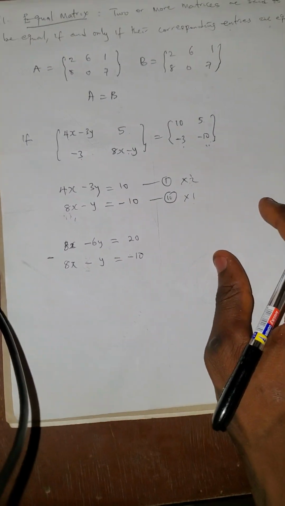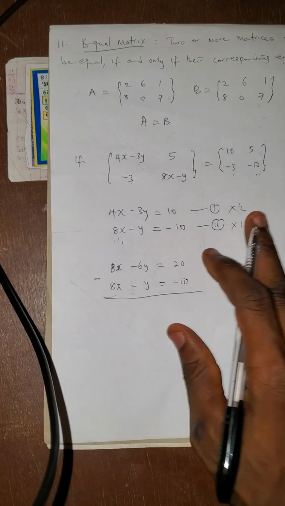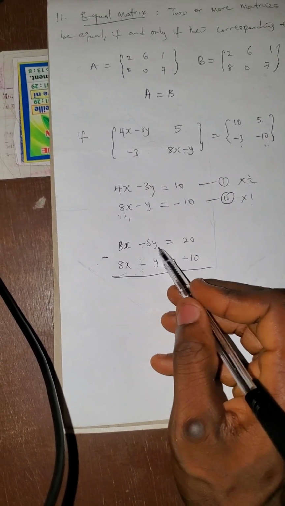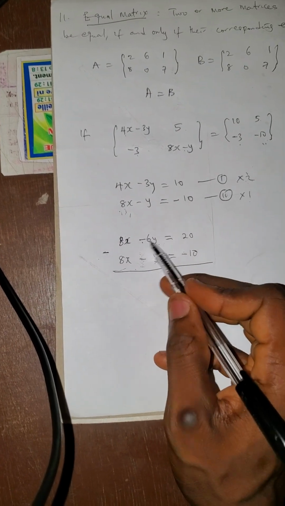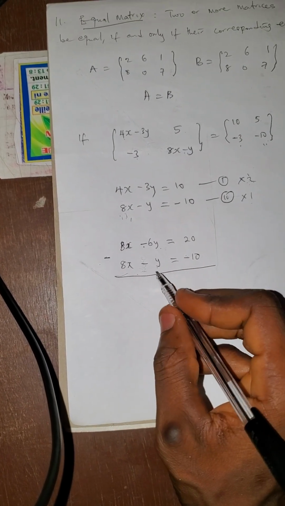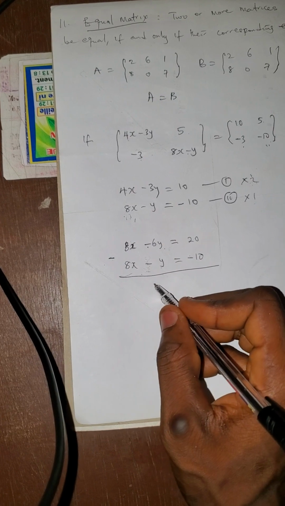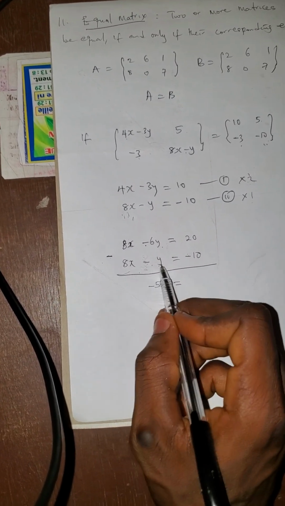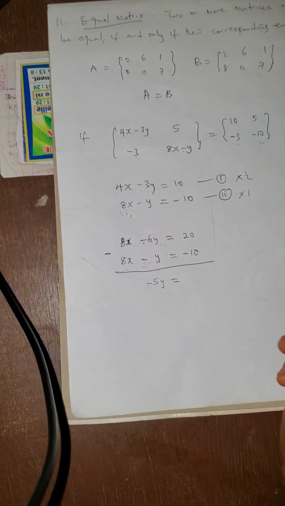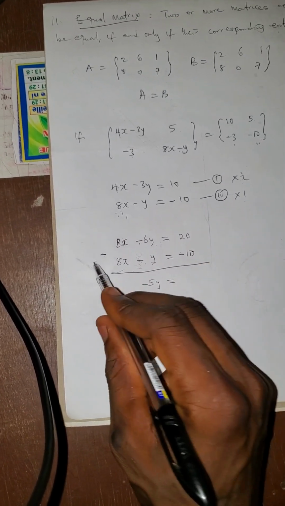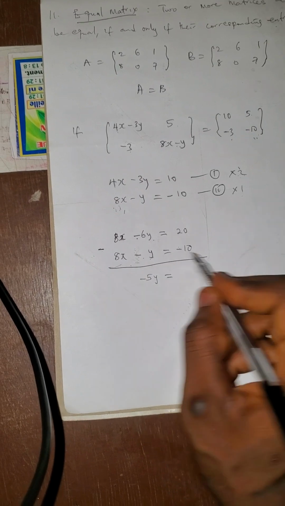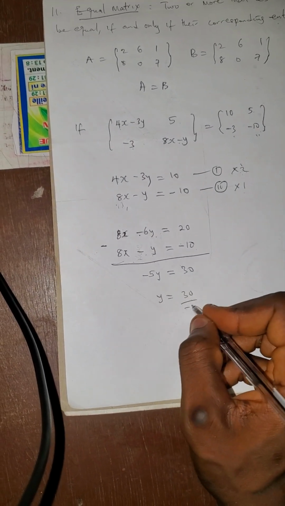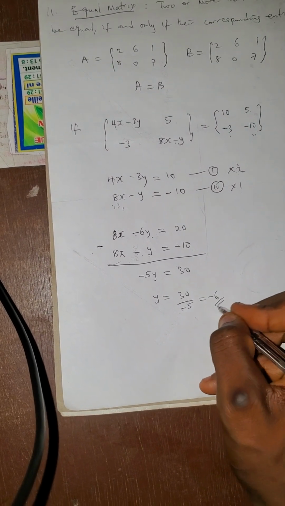Then let us eliminate. That is using the subtraction method, the elimination method. 8x minus 8x will be 0. Minus 6y minus y will be minus 6y plus y, which is minus 5y. Then 20 minus minus 10 will be 20 plus 10, that's 30. So from here, y is equal to 30 over minus 5. The answer is minus 6.